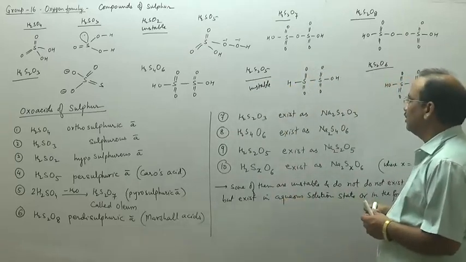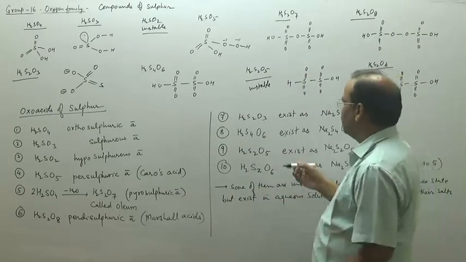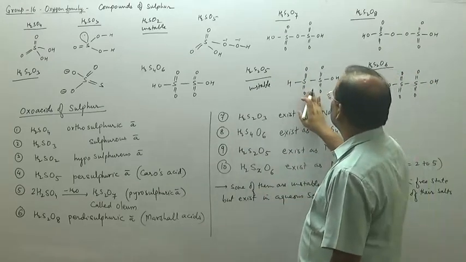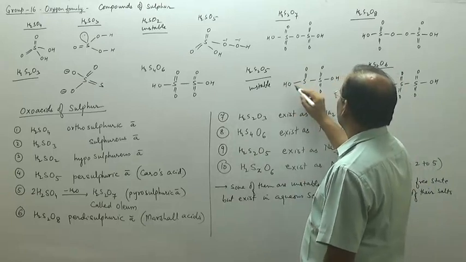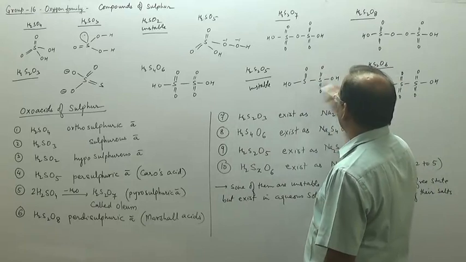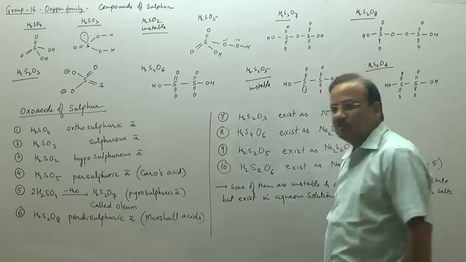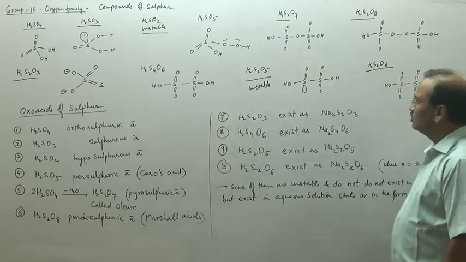So we can write it like this. In this case, it will be like this. I have to write this like this. OH 1, 2, 3, 4, 5. It is 5. So I'm going to write it like this. So this is the structure of this.